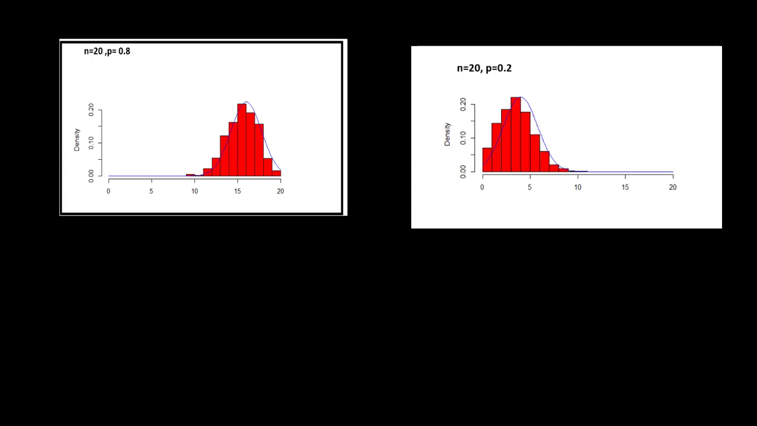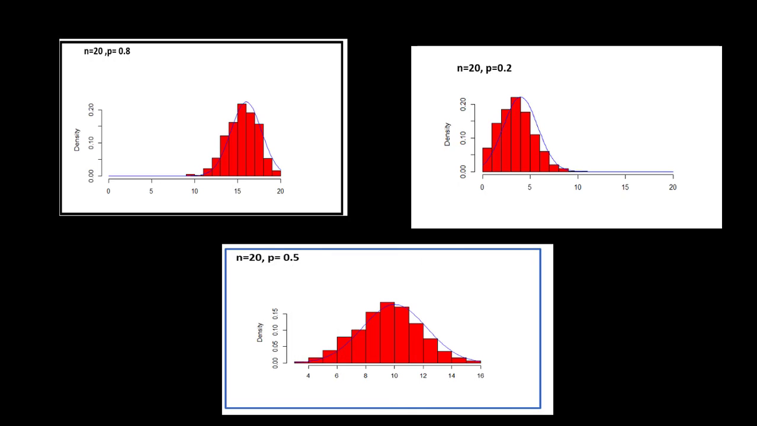Now this is another histogram for 20 number of trials and where the probability of success is 0.2. And now this is the third histogram where the number of trials remains same, that is 20, but the probability of success of any given trial is 0.5.